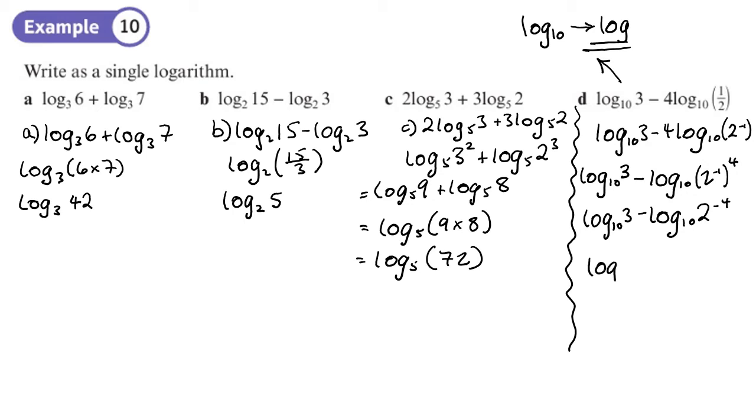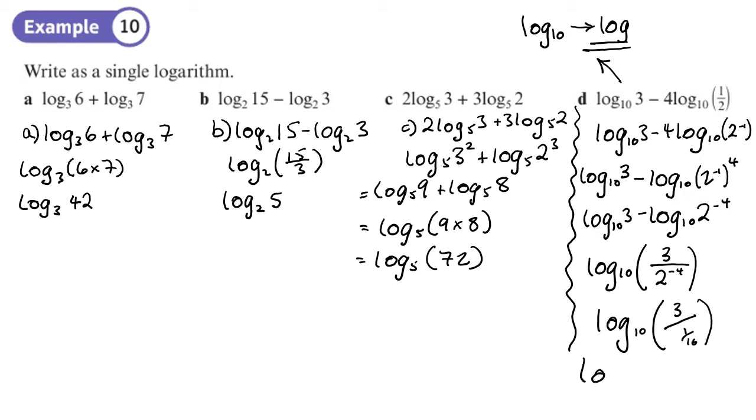So put them together, log to the base 10, that's 3 divided by 2 to the power negative 4. And that becomes, well, 3 divided by 1 over 16, which finally leaves you with log to the base 10 of 48. So let's highlight those answers there.